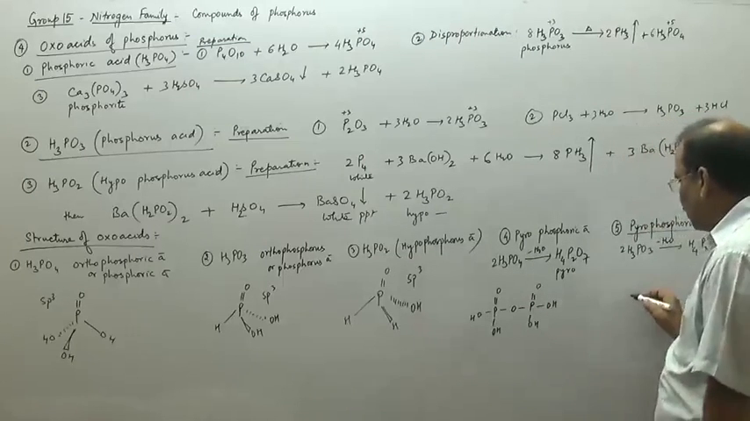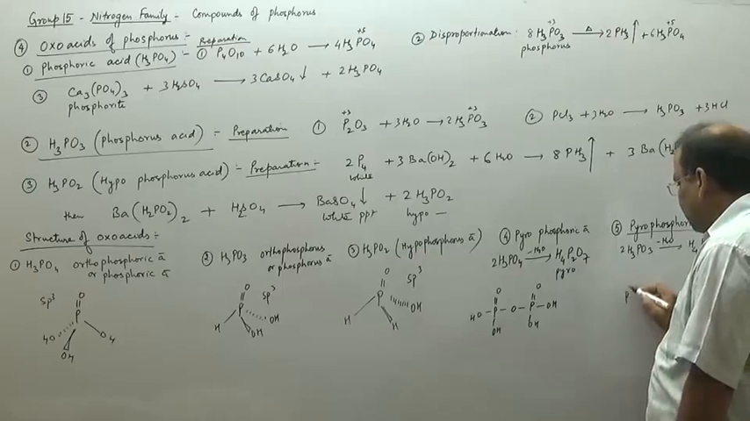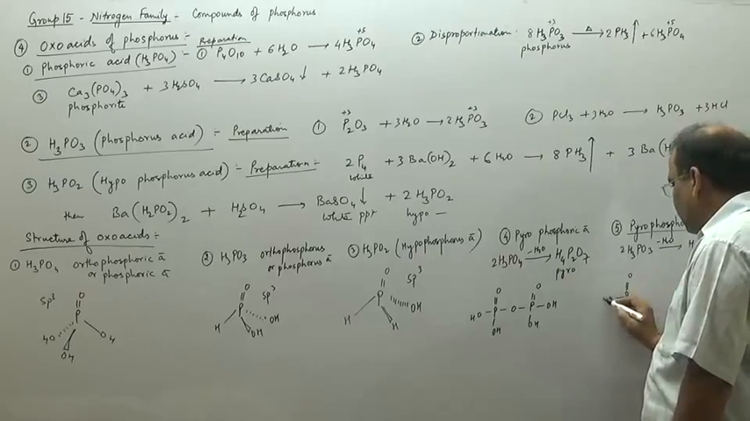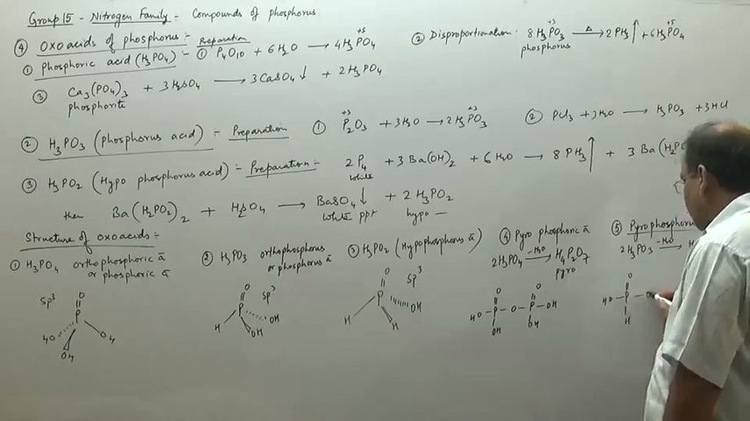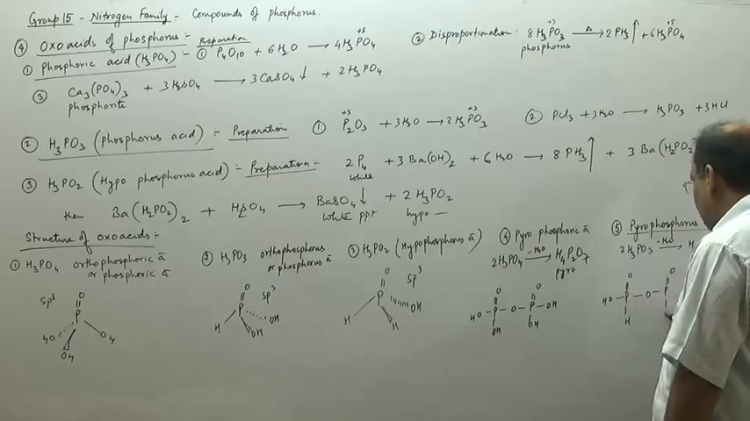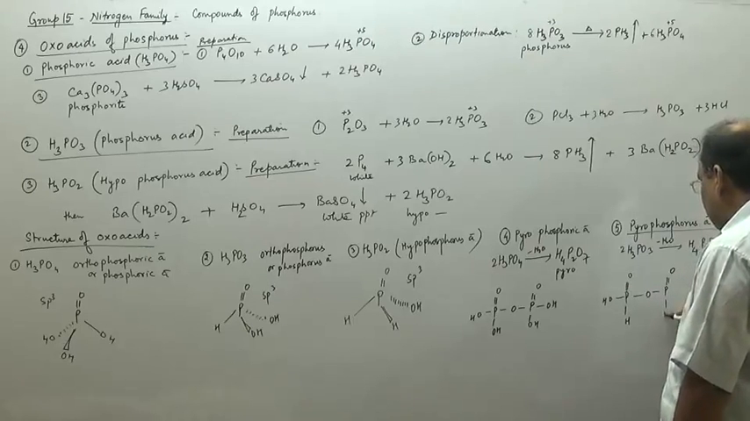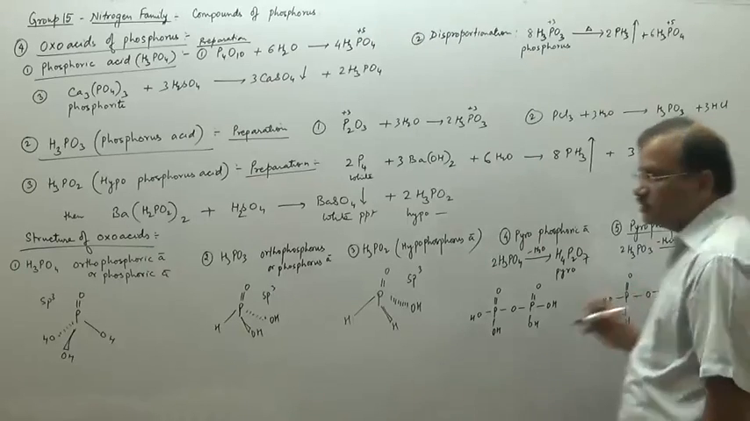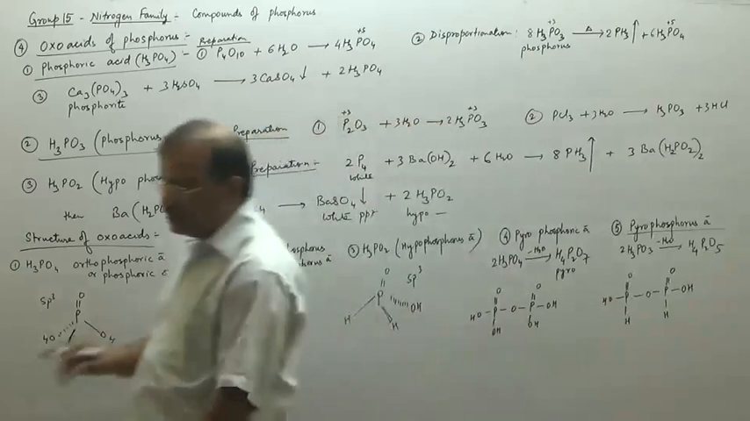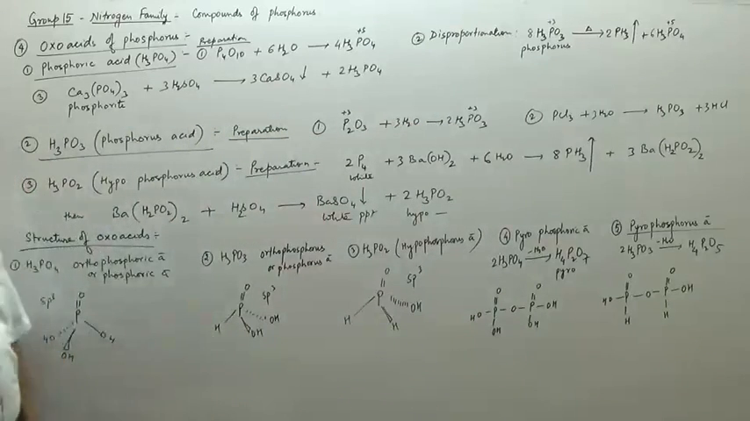Then in that case, you're going to write it like this. P double bond O, you'll get OH, you'll get H, then you can write P double bond O, you'll get OH, that is H and OH. So you'll get it like this; this is the structure of pyrophosphorus acid. Like that you are going to write the structure of these acids. That is how we are going to get the structure of these acids.